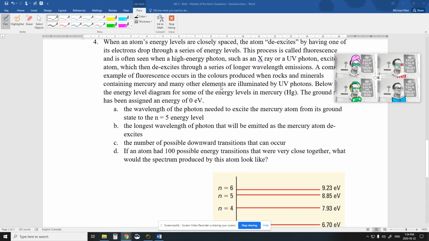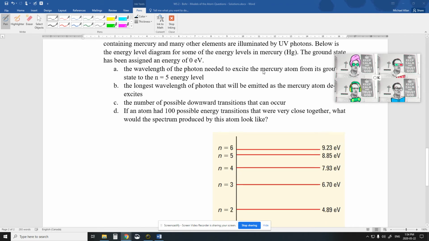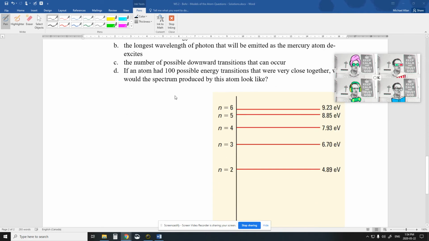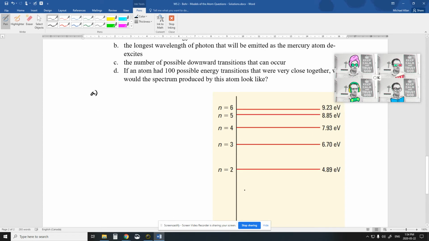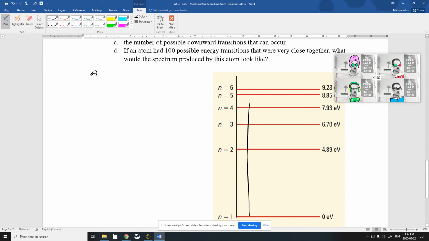Okay, so the wavelength of a photon needed to excite mercury from its ground state to state 5. So this is state 5 here. So the question A, I'm going from ground state all the way up to there. So the energy here is going to be 8.85 electron volts minus 0 electron volts. So this is the energy, which is 8.85 electron volts. So it's outside the visible spectrum for sure.